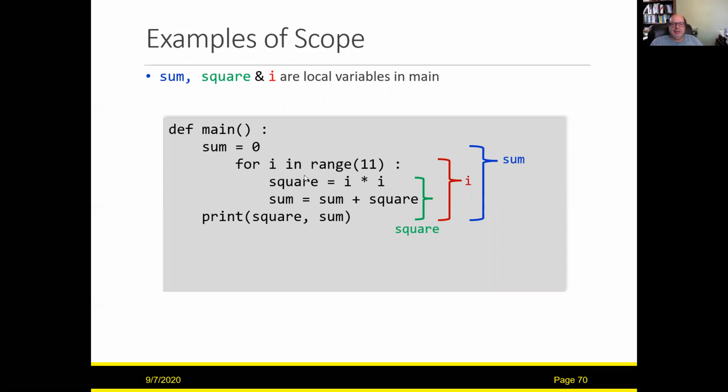And not only that, it's going to be related to the sections of our code. So we talk about blocks of code. If we have blocks of code, then those variables are going to be local to that area. So in this part, sum, square, and i are local variables to main, and of course local variables to the for loop too. We're going to talk more about how we do these things.